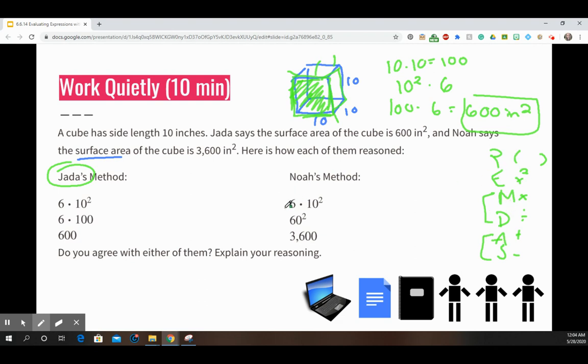So here, Noah did the multiplication first, but he should not have done that. He should have done it the way that Jada did it and evaluated the exponent first. And when I say evaluated the exponent, I mean take that 10 squared and turn it into that 100, like we did here when we multiplied 10 by 10, I got 100, okay? So hopefully you understand why Jada's method is the correct way to solve and Noah's method is incorrect, okay? Pause here and jot down some notes if you need to. When you're ready, press play and we'll move on.